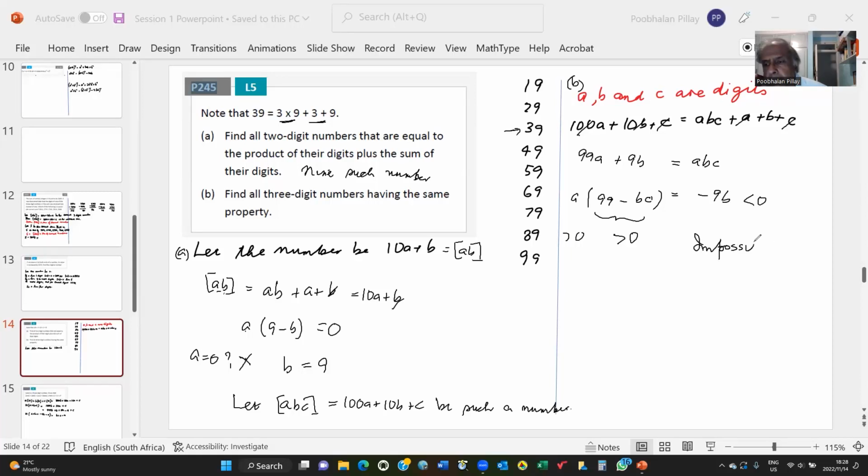You can't have a positive number equal to a negative number, which means that there are no solutions. That's the conclusion. You cannot find A, B, and C. So the answer to part B, find all three-digit numbers having the same property, is that there are no such numbers. No solutions.